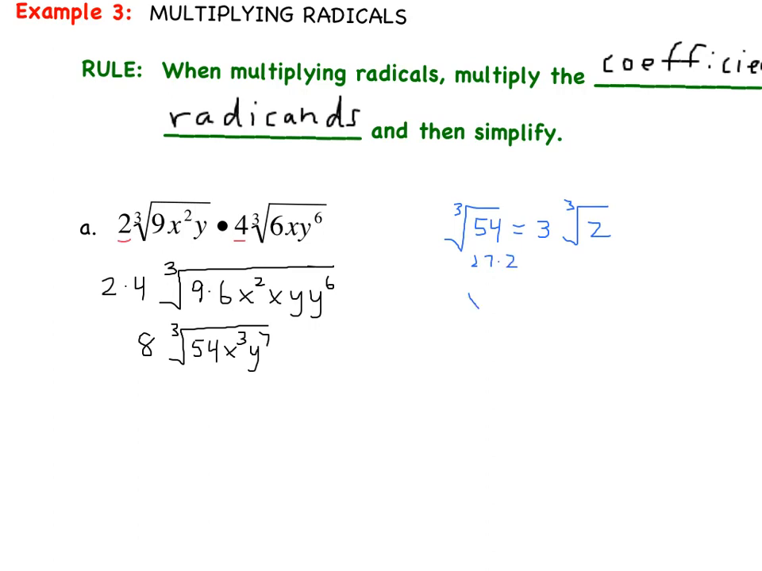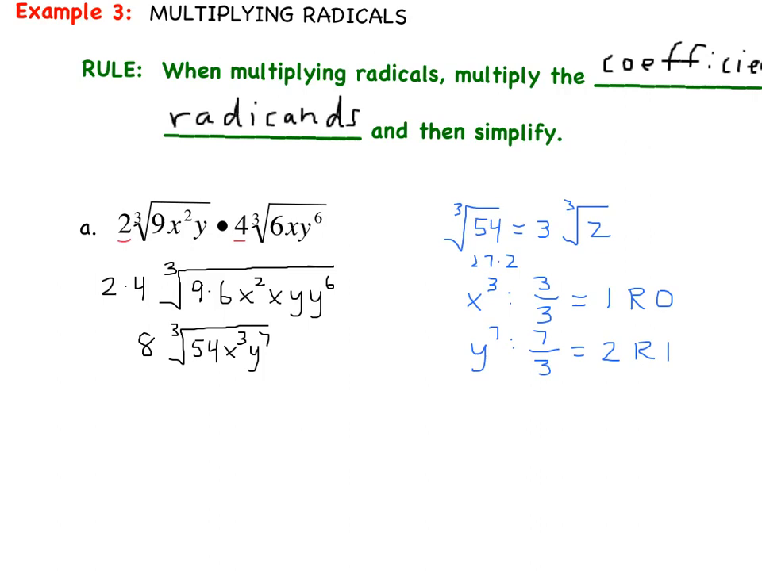Okay, now with our x's, we've got x cubed, and remember from the previous page, we take our power and divide it by our index, and 3 goes into 3 one time with a remainder of 0. So 1 x comes out and 0 remain. And then our y to the 7th, we take our power and divide by 3. 3 goes into 7 2 times with a remainder of 1. So 2 y's are going to come out front and 1 y is going to remain underneath.